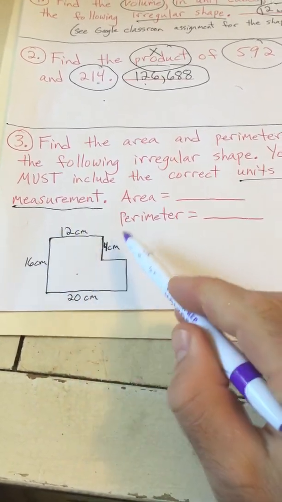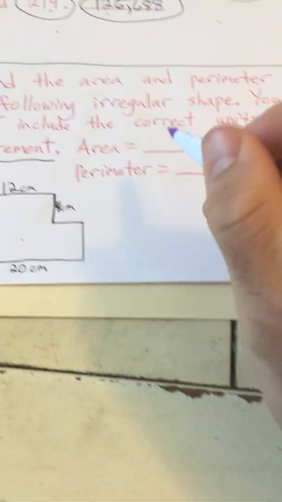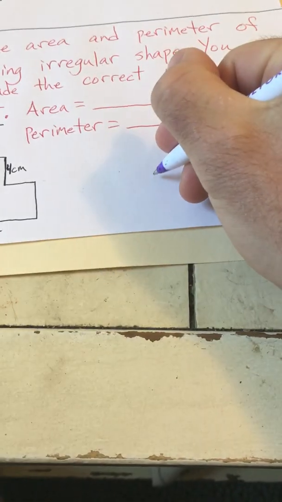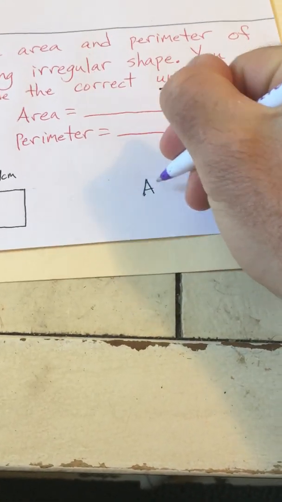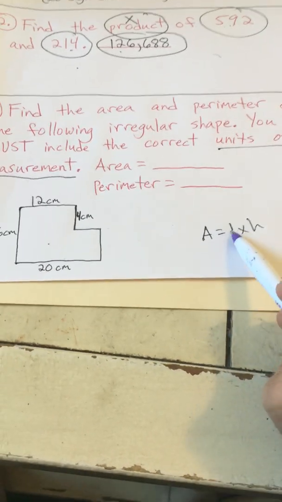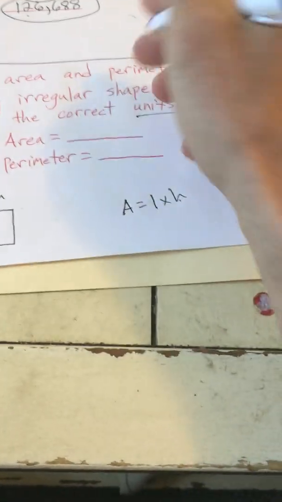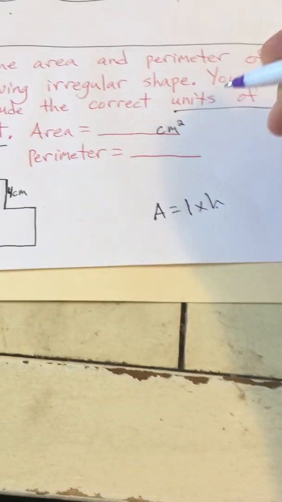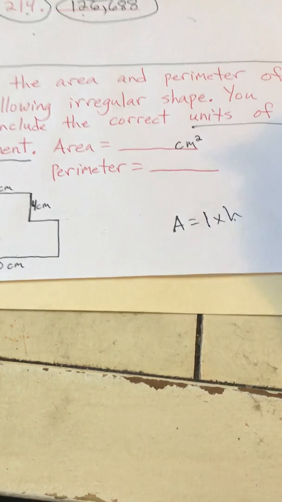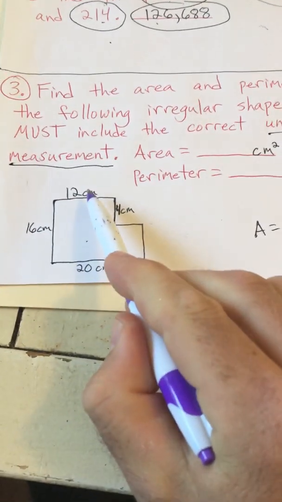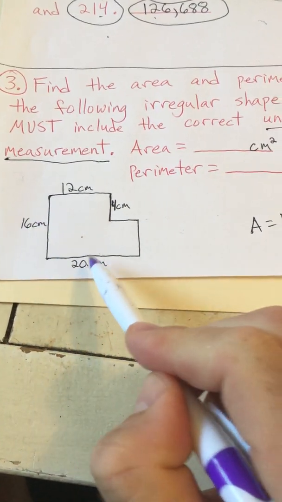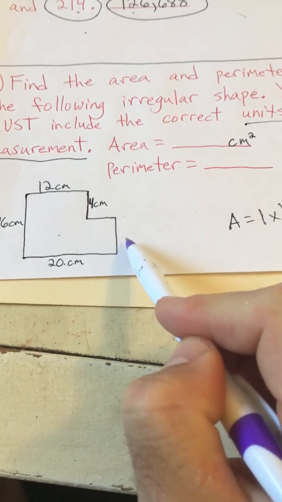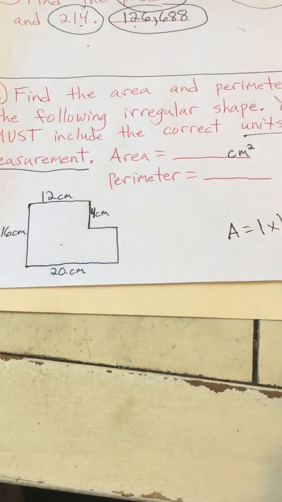These are in centimeters. So area is going to be length times height. So the formula for area is length times height. So it's going to be centimeters times centimeters. So the area, the units, are going to be centimeters squared. Centimeters times centimeters. When we do the perimeter, we're just going to be adding centimeters plus centimeters plus centimeters plus however many centimeters this and that are.